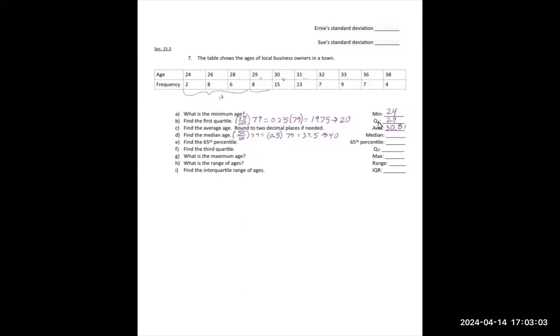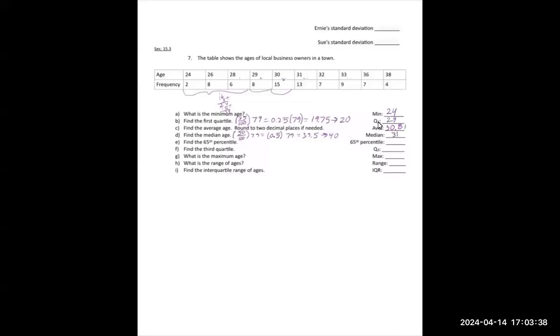Plus 8 here is going to be 24. Then plus 15 is going to be 39. So there are 39 people who are between ages 24 and 30. And so the very next person in line, who is going to be at age 31, is the median age. So it's 31.